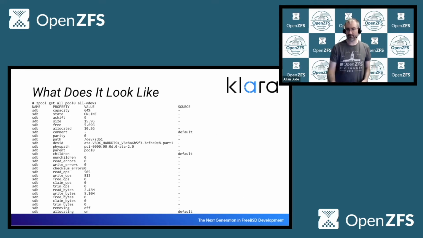So if you do zpool get all, the pool name, and then one or more VDEV names or the special keyword all-vdevs, then it'll print out a bunch of this information. You can see I have a VDEV here, 64% full. It's got 512 byte sectors. It's a 16 gig virtual disk. You see the original device name, its actual dev ID, the path, etc. And you see its parent is the pool itself, so it's a top level VDEV. And you can see number of read and write operations and so on.